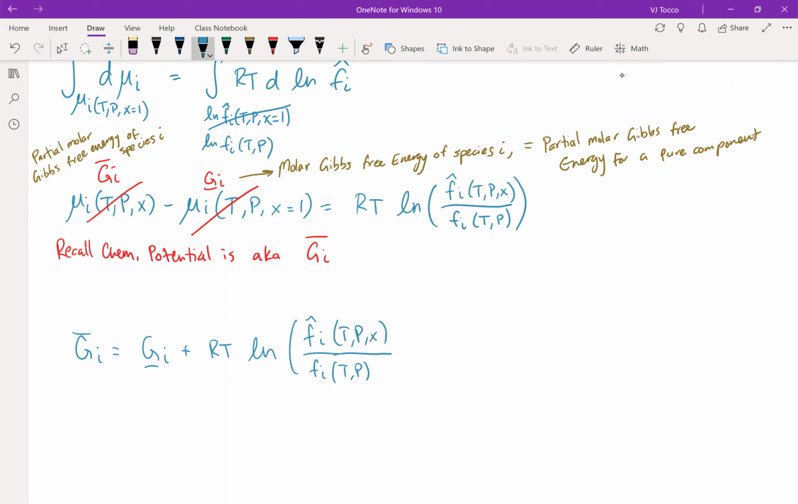TPX. Now, in order to evaluate this expression or simplify it further, it does us no good to have mixture fugacity as a function of TP and X. We have to actually plug in what it actually is and what the fugacity is.